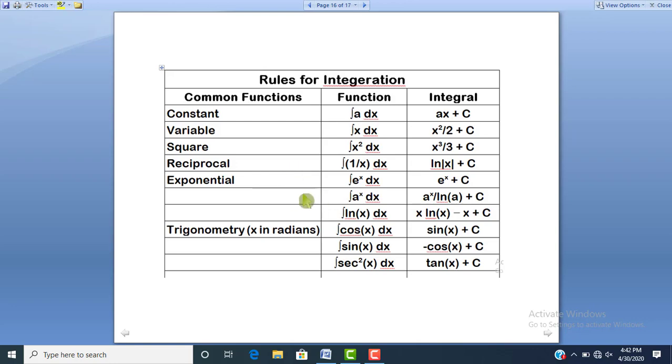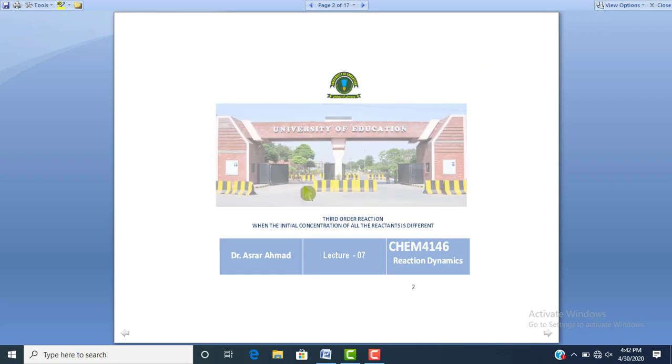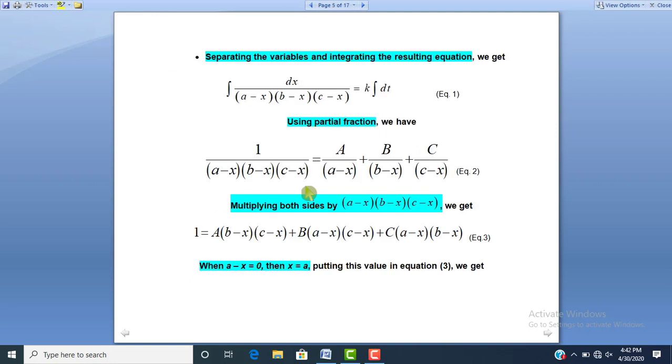Now I am going back to my equation number 1. According to equation number 1, integral dx over (a minus x)(b minus x)(c minus x) is equal to rate constant k integral dt. This integral equation has been obtained by applying the rules of integration as mentioned at the end of this lecture.